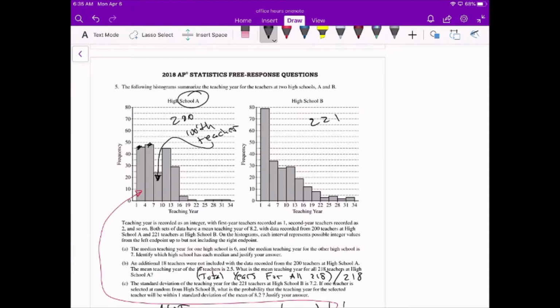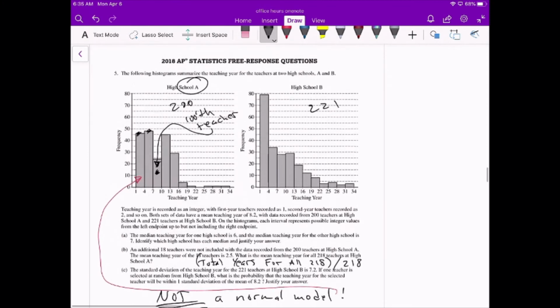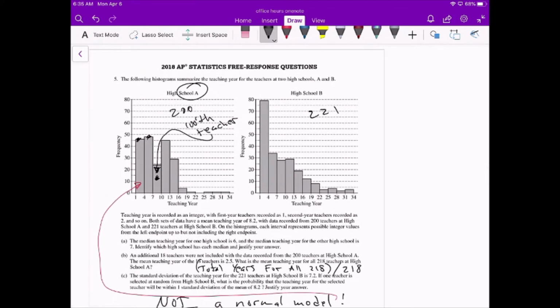So I'm up to 90-ish. And then when I get to this one, that'll be the 100-ish. So the 100th teacher is somewhere in here. So 7 to 10 years would be the median for school A. For part B, figure out the total number of years for all those teachers after you added in the other 18 there and divide.